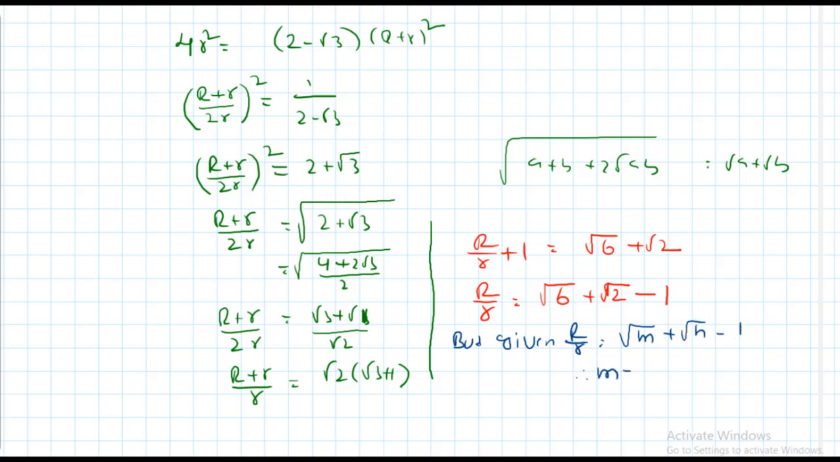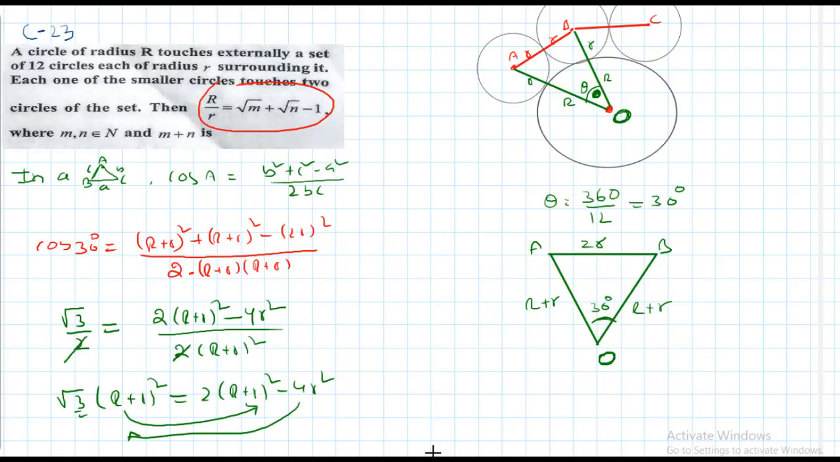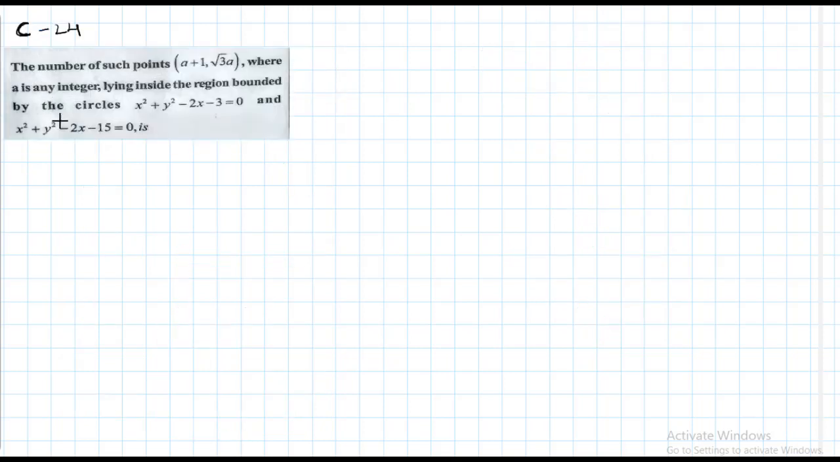Therefore m is nothing but 6, n is nothing but 2. We want the m plus n value. M plus n means 6 plus 2, that is equal to 8. Therefore I can say that here m and n are natural numbers and m plus n is what we want, so our answer is 8. Okay students, this is our 24th problem.